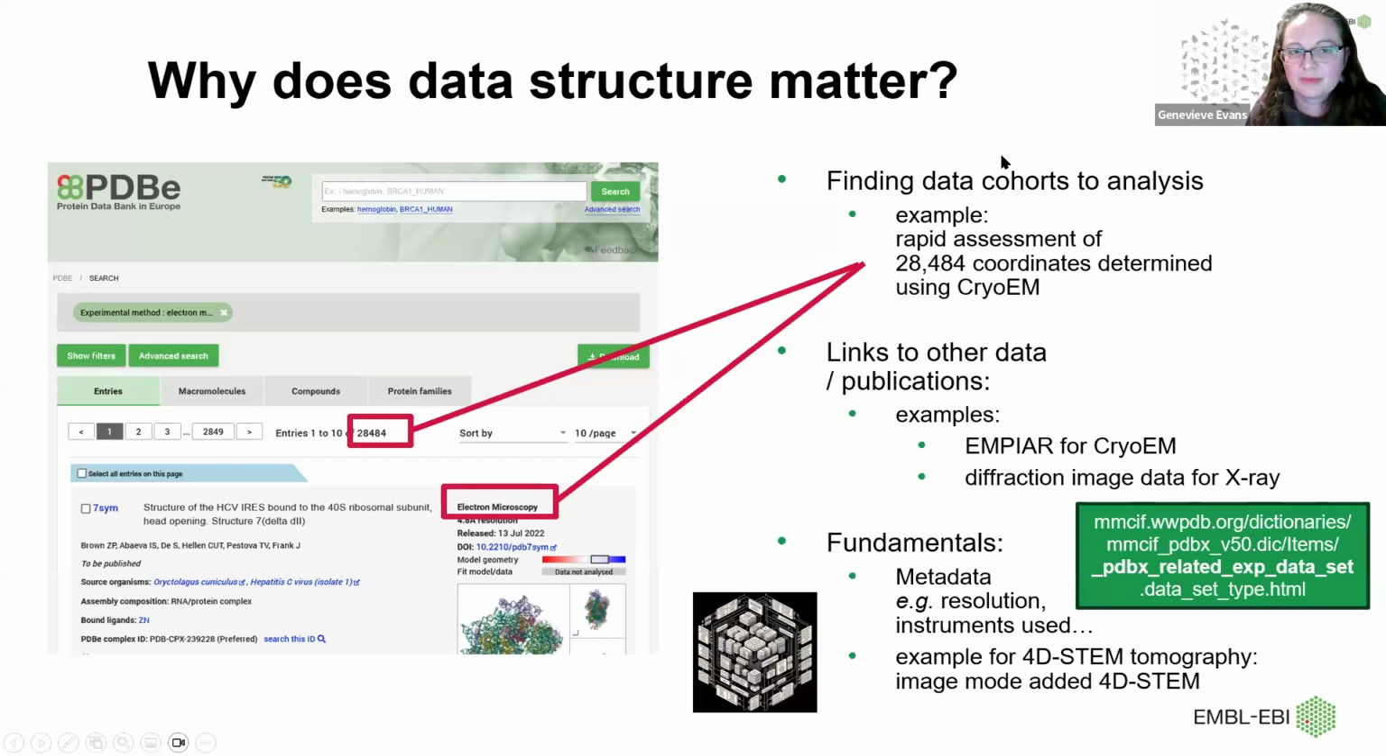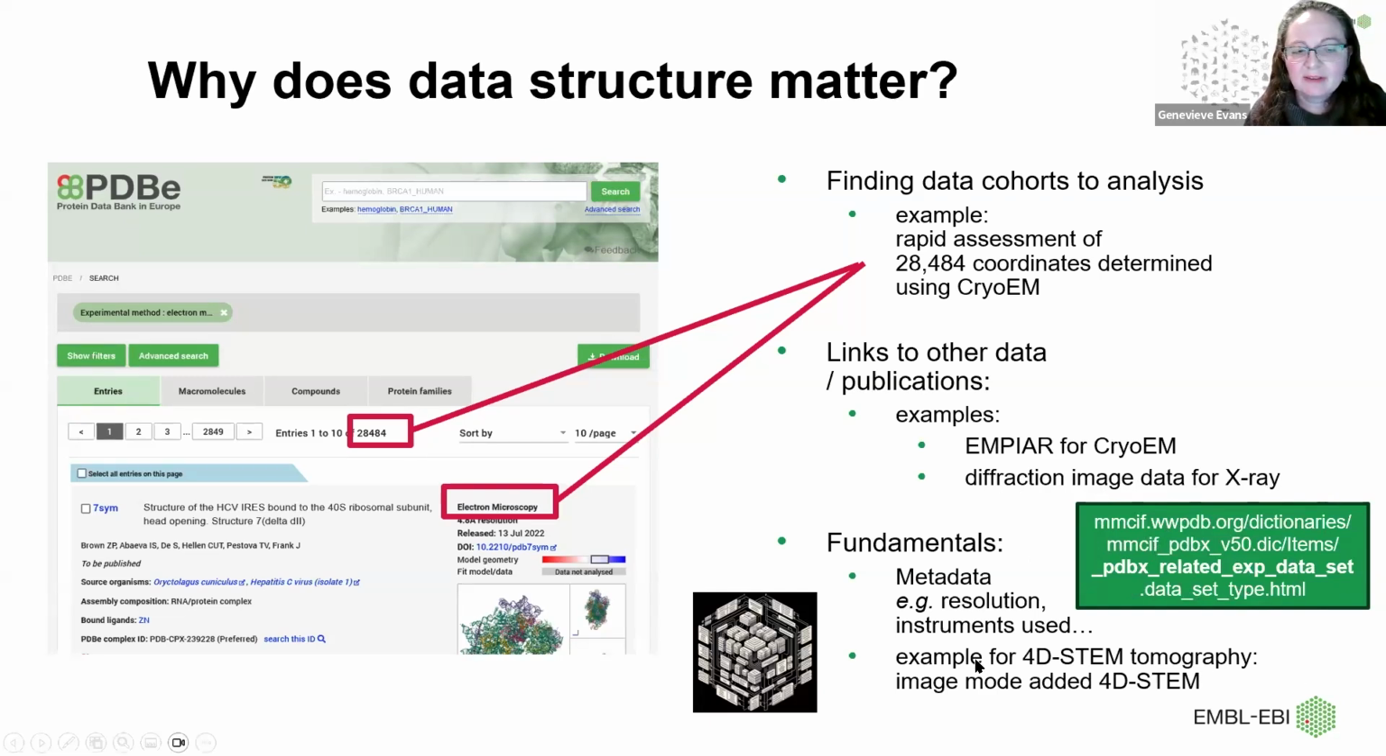You could add additional terms defining what kind of resolution those structures were, and so you can define a particular data cohort. We also have MMCIF categories that provide links to other databases so you can find related information. In this case, I'm highlighting EMPIAR for cryo-EM, diffraction image data, links for X-ray. And these all get listed in this particular category here. And if you notice, this is the MMCIF dictionary that I indicated before. All of this sort of information, how it's structured, is defined here.